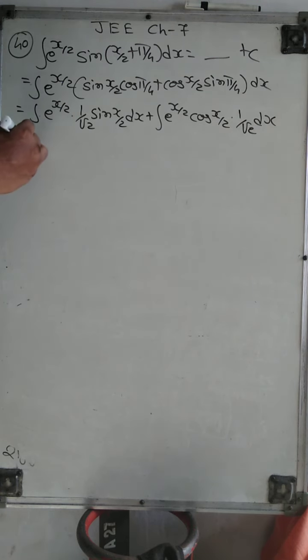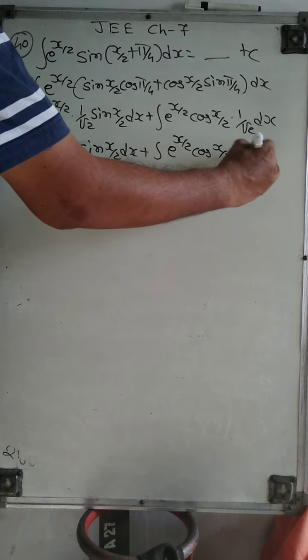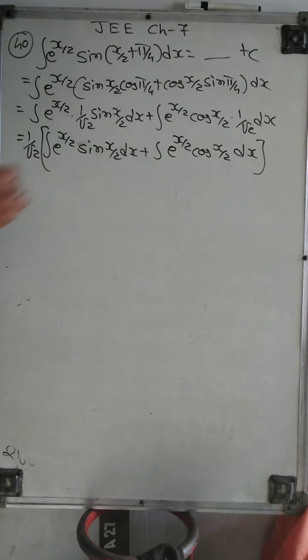Now 1 upon root 2 we are taking common, and here e raised to x by 2 sin x by 2 dx plus integration e raised to x by 2 cos x by 2 dx. We put it as it is.